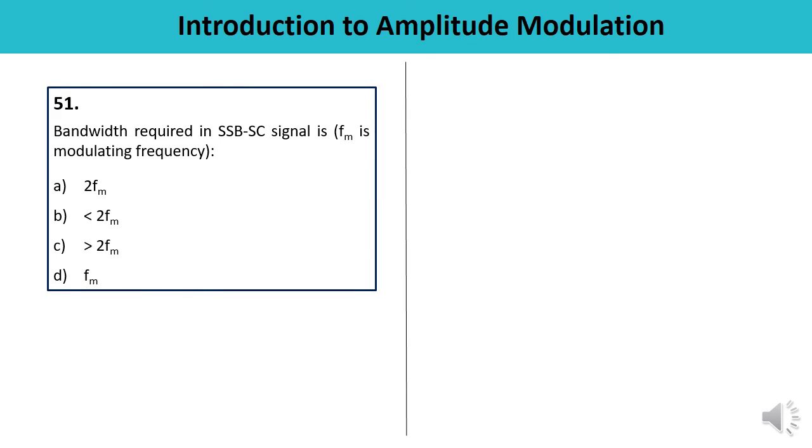Next, bandwidth required in single sideband suppressed carrier signal. See, in case of SSB-SC, carrier is suppressed and one of the sidebands is also suppressed. So here the bandwidth which is required, that is FM. Answer is D. Correct one. You must remember, in this case, carrier and one of the sidebands is suppressed, so the bandwidth remains as FM.